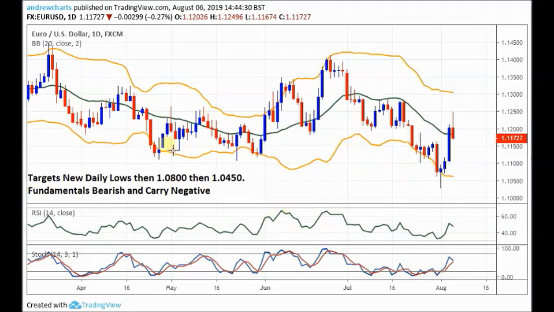You can see from my notes here, we're looking for new daily lows, then 1008, then 104.50. Okay, so a long way to the downside. You're going to do that by looking at the fundamentals and sentiment. You just do very simple fundamental and sentiment analysis.